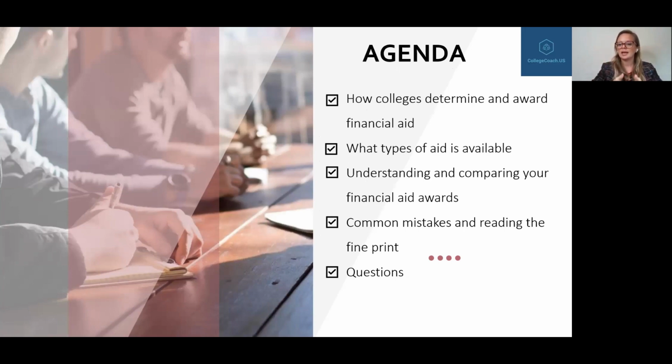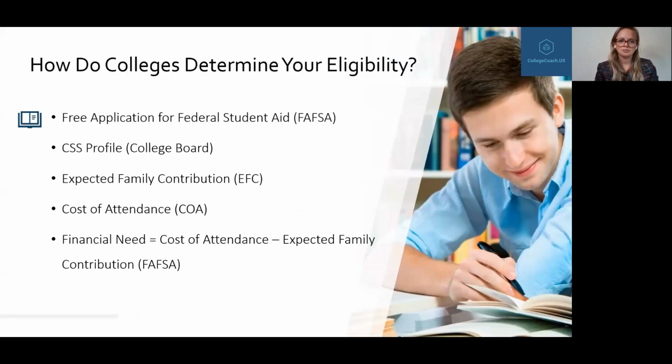Then we'll talk about what aid is available. Then we'll talk about understanding and comparing financial aid awards that students actually get in their senior year when they've already applied. And then the common mistakes to look out for, reading the fine print, figuring out how to make sure that when you are faced with these financial aid award letters, you are not missing some really important parts. All right, and then we'll have time for questions.